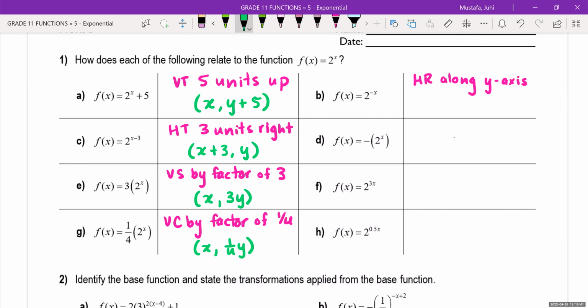Anything horizontal is going to be affecting your x value in your mapping coordinates, so all you would have to do is change all your x's to -x. And then if the negative is on the outside, that is a vertical reflection along the x-axis. And then how do our mapping coordinates change? Your y is now going to become negative.